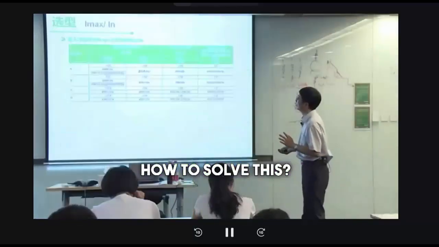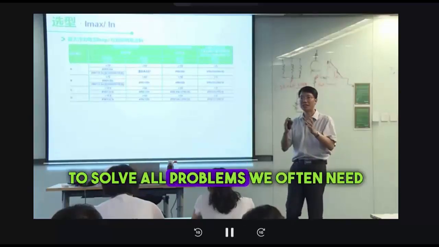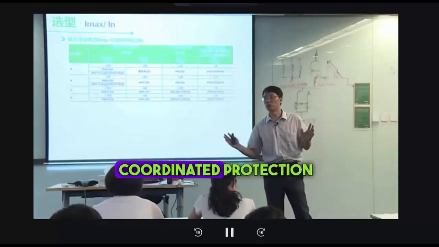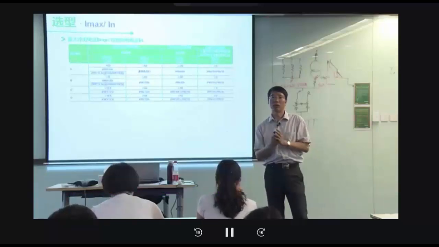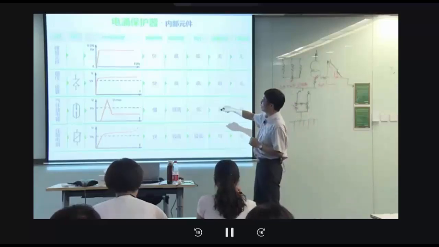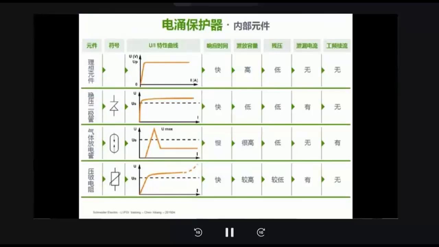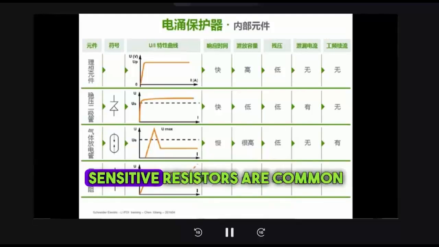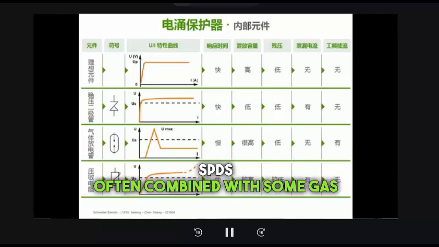How to solve this? We often need graded protection. Don't expect one SPD to solve all problems. We often need multi-level coordinated protection. SPDs use many types of internal components. For example, what are ideal characteristics? Some use varistors, gas tubes, and sensitive resistors. Currently, sensitive resistors are common in power SPDs, often combined with some gas discharge tubes.